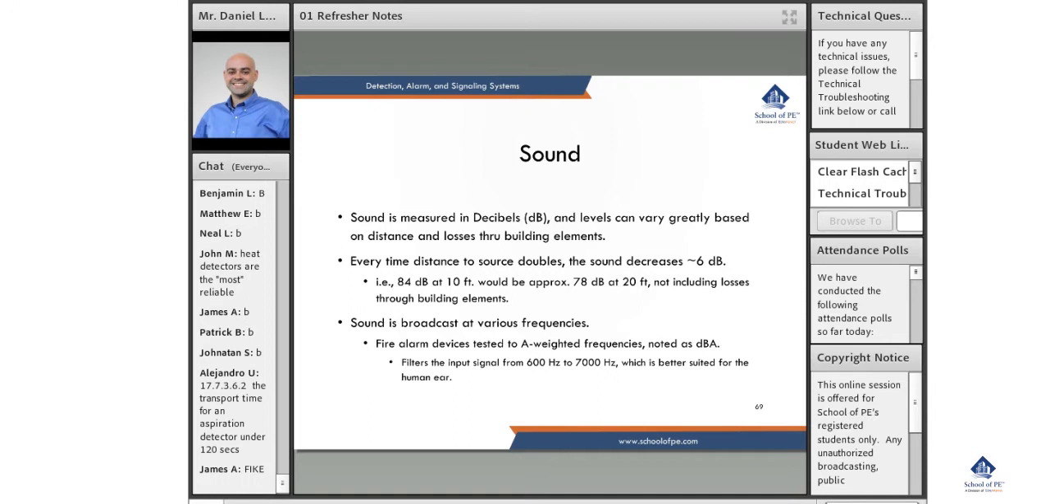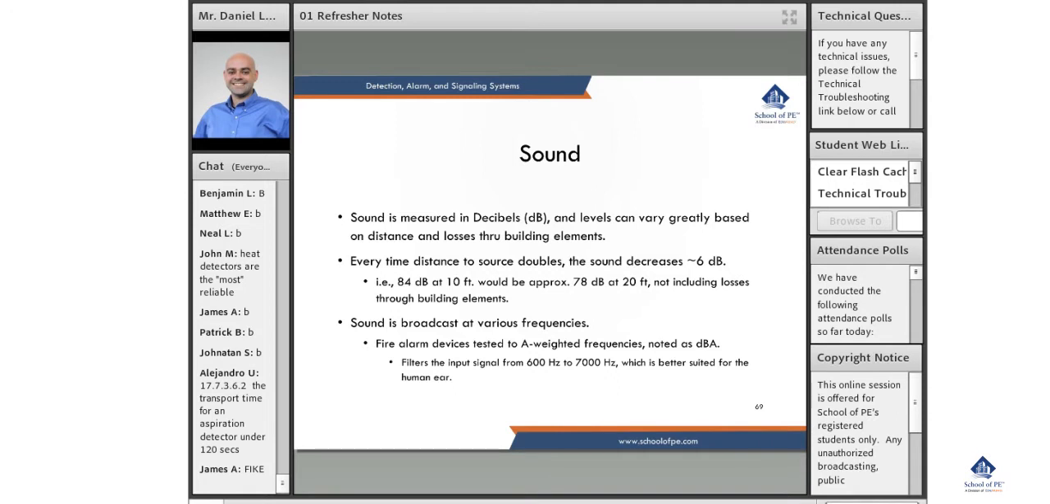That sound coming out is measured in decibels, dB. Sound is a tricky thing. Levels vary greatly based on differences and losses through or against building elements, how it reverberates, how it changes. General rule of thumb is every time the distance to the source doubles, the sound decreases by 6 decibels.